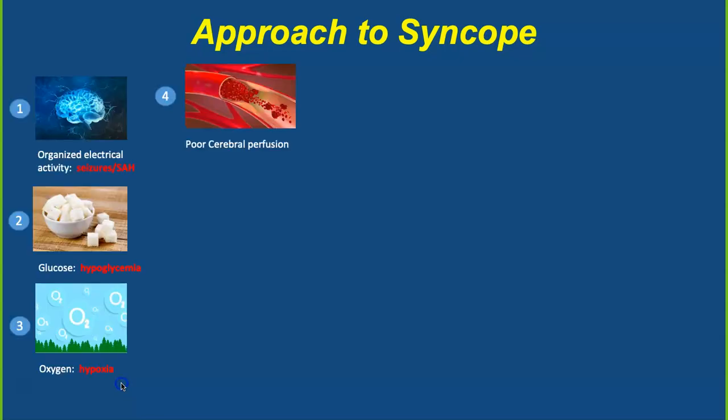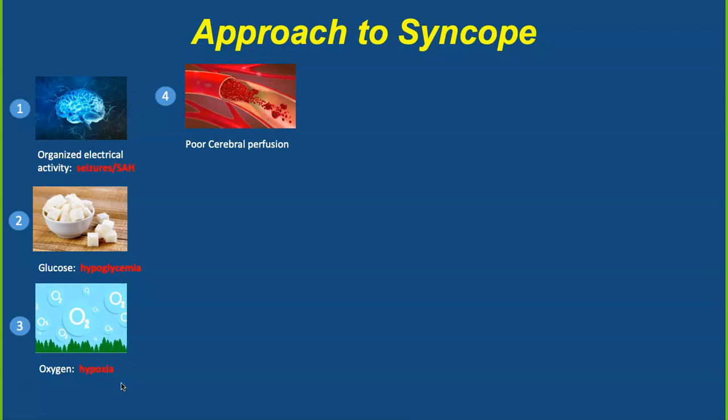Now, we're going to walk you through the approach to syncope. As you mentioned, there are four things that are important for maintaining consciousness. When you have disorganized electrical activity, as you would see in a seizure or subarachnoid hemorrhage, that will cause loss of consciousness. Hypoglycemia is defined as low glucose level, and hypoxia is defined as low oxygen tension. The fourth thing that can cause syncope is poor cerebral perfusion.